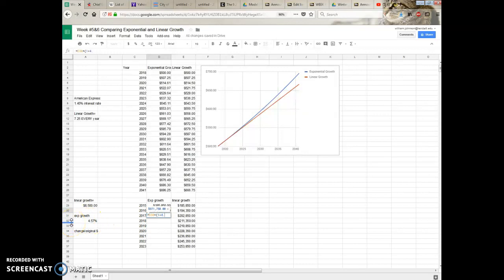I'm going to type it in, 4.57%. We've seen that formula a couple times now. Now that I type in the percent, I can pull it down, and I've got some numbers. And you see that here, yeah, there's a little more difference.